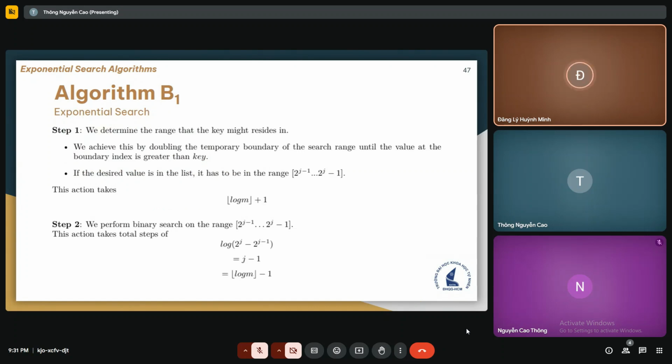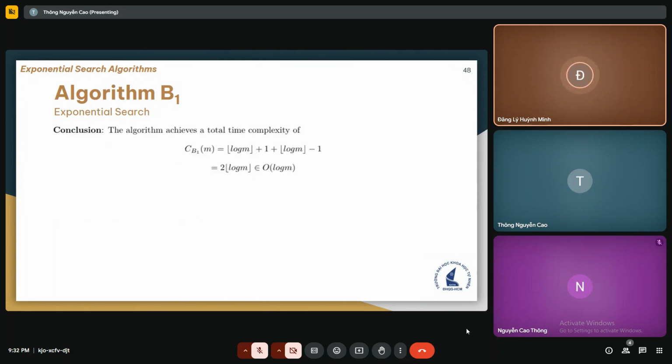Algorithm B1, or exponential search. In step 1, we determine the range that the key might reside in. We achieve this by doubling the temporary bound of the search range until the value at the boundary index is greater than key. If the desired value is in the list, it has to be in the range as follows. This action takes log m plus 1. And in step 2, we perform binary search on the found range. This action takes a total of log m minus 1 steps. Conclusion, the algorithm B1 achieves time complexity of log m.